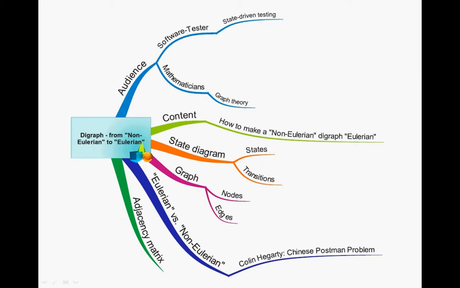In case you are not familiar with the terms Eulerian and non-Eulerian and wish to get some insight, I strongly recommend watching Colin Haggerty's YouTube video about the Chinese postman problem, which covers this topic very well.